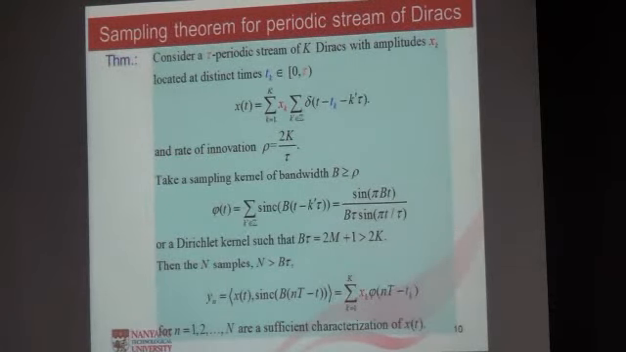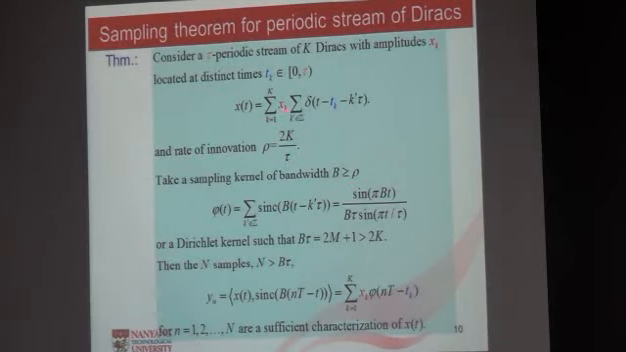Okay, so this is the sampling theorem for the periodic stream of Diracs. What it says is that we consider a tau-periodic stream of k Diracs with amplitudes xk located at distinct times tk, in the interval from 0 to tau. Okay, so tau here is the period. And so you have that x of t is given by this expression here. Okay, so the rate of innovation is going to be 2k over tau.